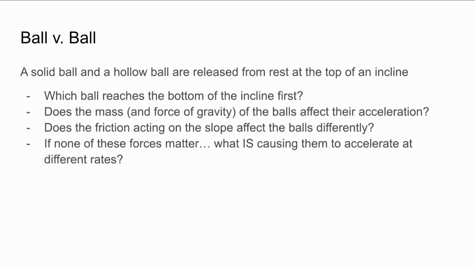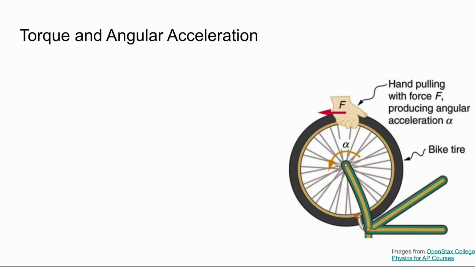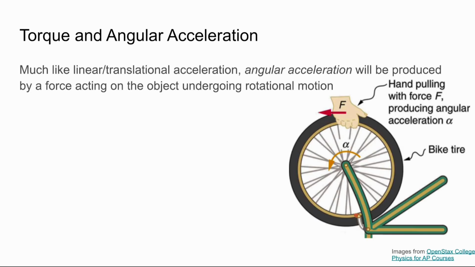As we discussed with the two balls, it turns out that their force of gravity and the force of friction acting on those balls, if they were sliding, would not cause them to accelerate at different rates. However, when they are rolling, we find that they do accelerate at different rates. So what is the reason that they're accelerating differently? Let's quickly remind ourselves of torque and angular acceleration. Just like linear or translational acceleration, angular acceleration is produced by force acting on the object that's undergoing the rotational motion.